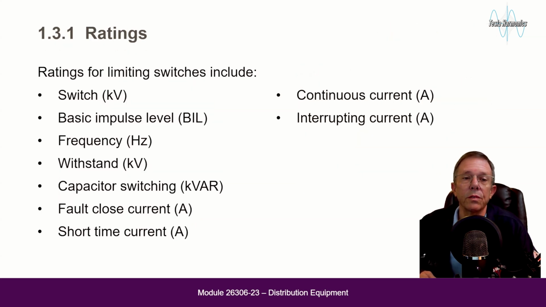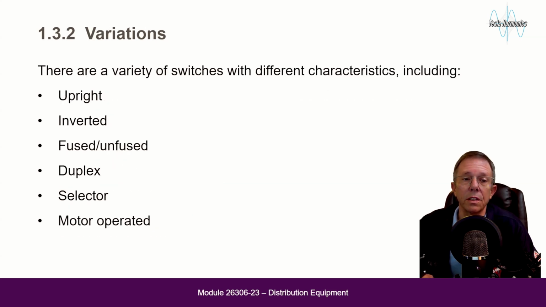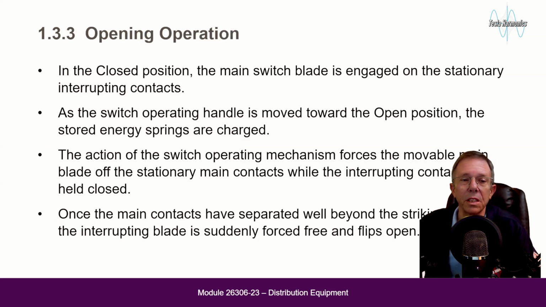Ratings. Ratings for limiting switches include the switch kV, the basic impulse level, the frequency, the withstand kV, capacitor switching, the fault closed current, short time current, continuous current, and interrupting current. Some variations. There are a variety of switches with different characteristics including upright, inverted, fused and unfused, duplex, selector, or motor operated.